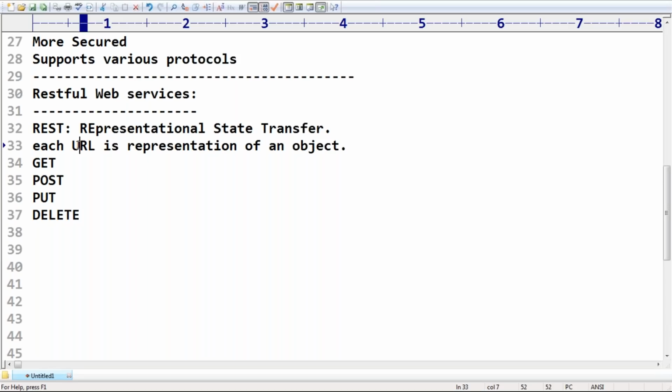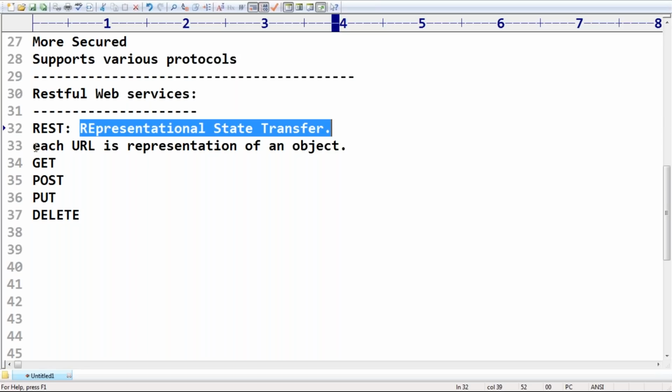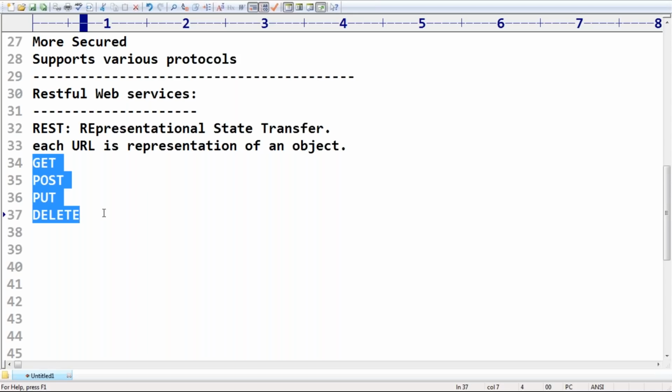By using HTTP verbs, we can perform operations related to that object. Okay, so what is REST? REST itself is nothing but Representational State Transfer, where each URL is the representation of an object. By using HTTP verbs, we can perform operations related to that object, right?